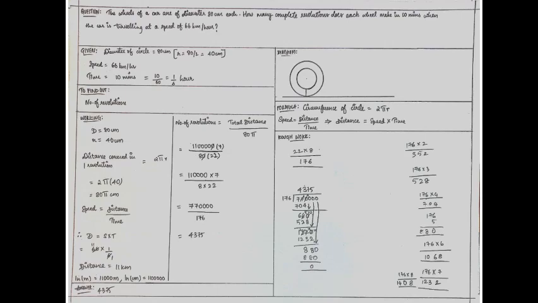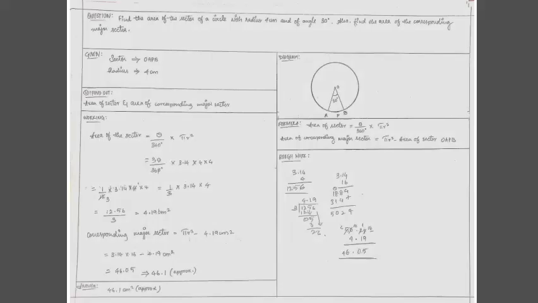Next, we are going to find the number of revolutions, which is the total distance divided by 80 pi. Here only I am going to substitute the value of pi, which is 22 by 7. So it will be 11 lakhs into 7 by 80 into 22. If we substitute and cancel all these things, we'll get the final answer as 4,375.